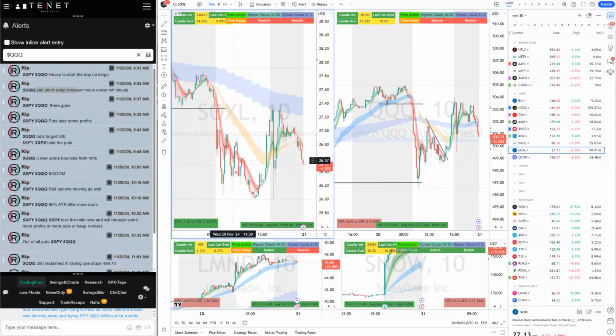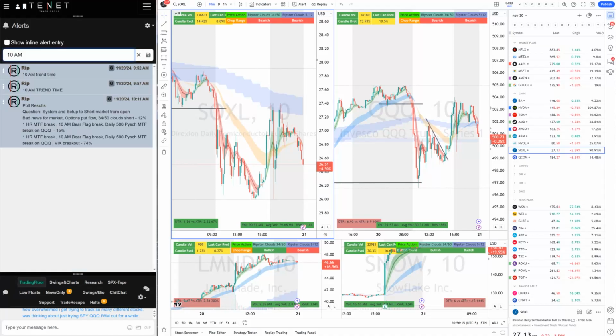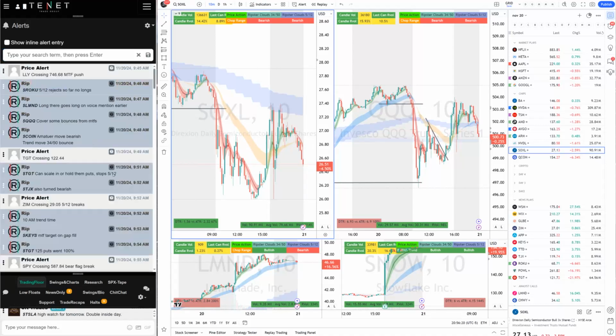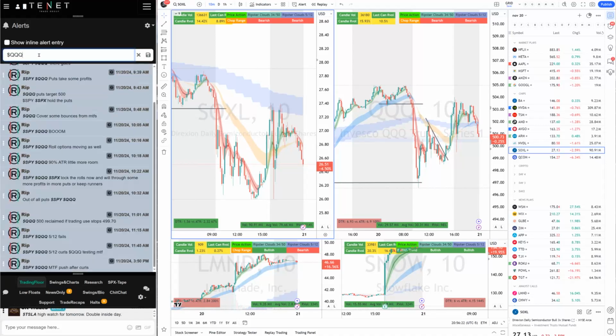And we started to take our profits on the way, but at 10 a.m., we were watching our 10 a.m. trend time. As soon as the 10 a.m. trend time came, there was no bounce. There was actually a bear flag breakdown on the 10 a.m. trend time, and then we kept fading more.